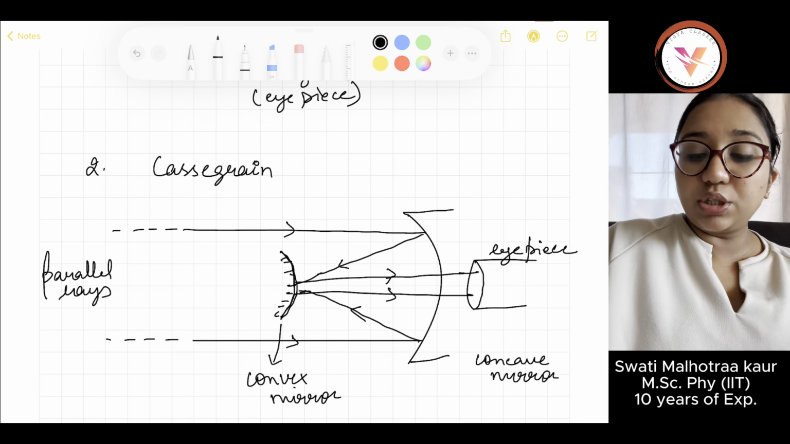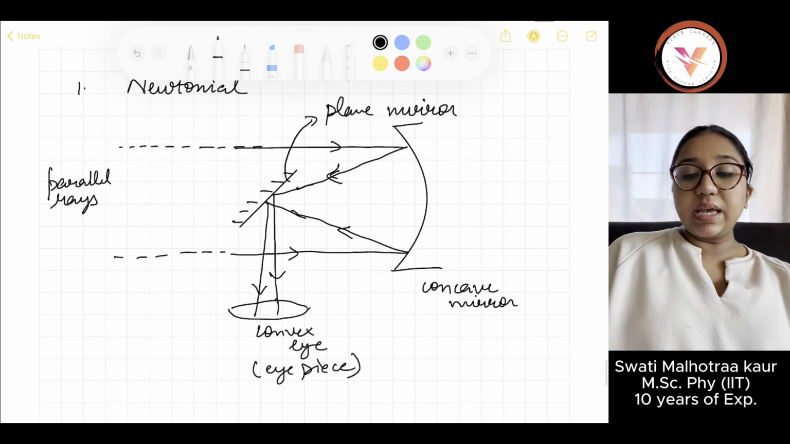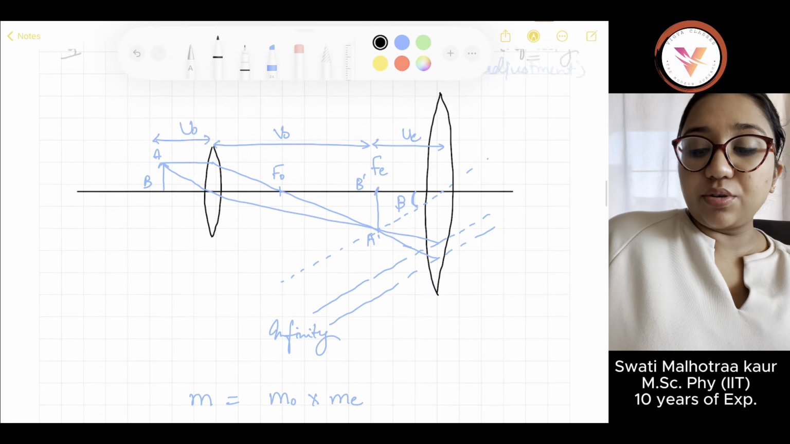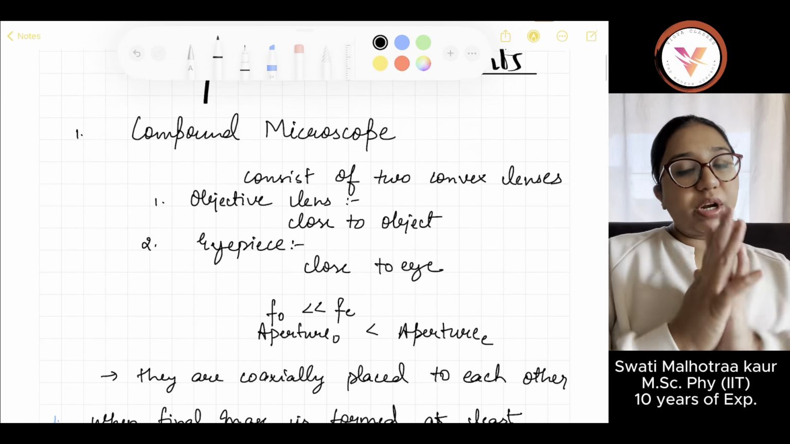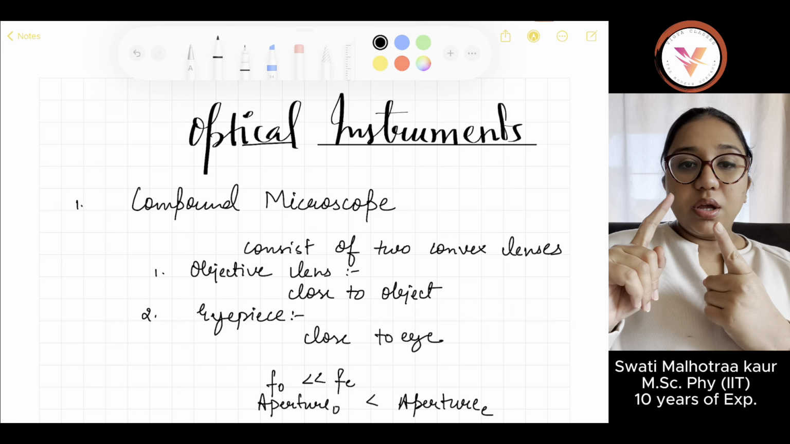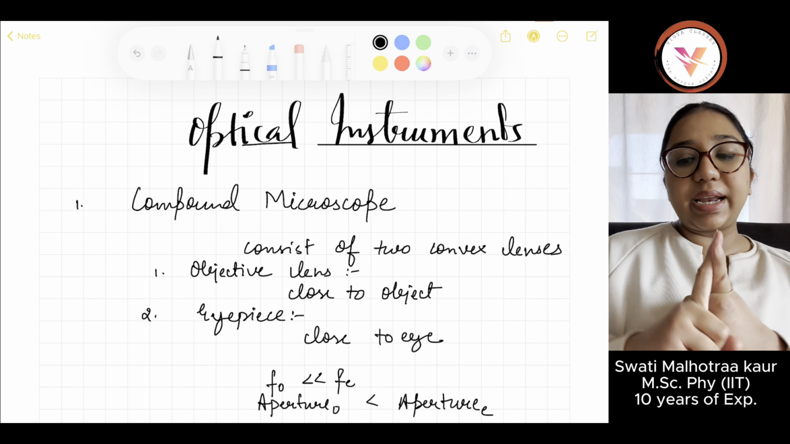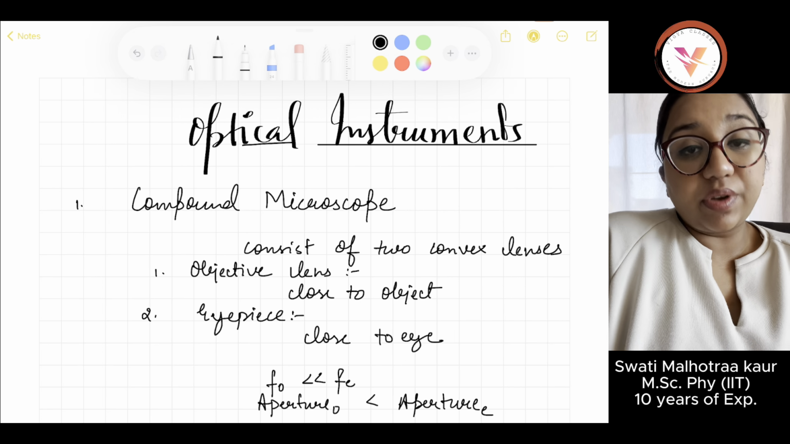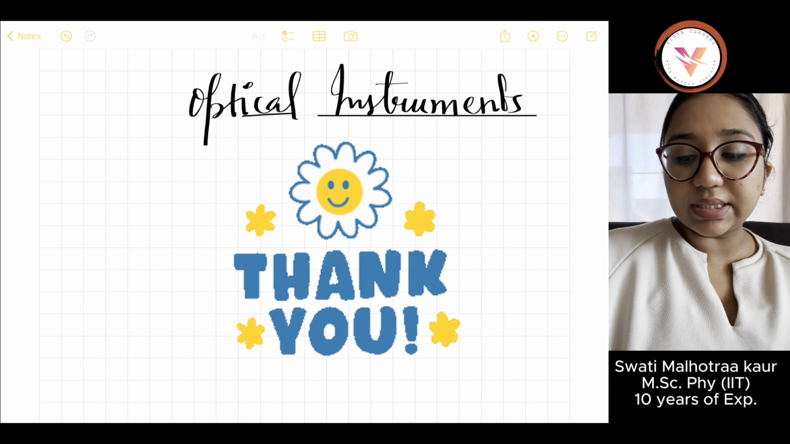Okay, so there are two types of reflecting telescopes, and then the refracting telescope and microscope, and you have to consider two conditions: at least distance of distinct vision and at infinity. Okay, so this is the optical instrument topic, which is very important.